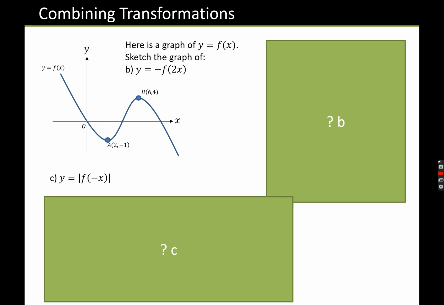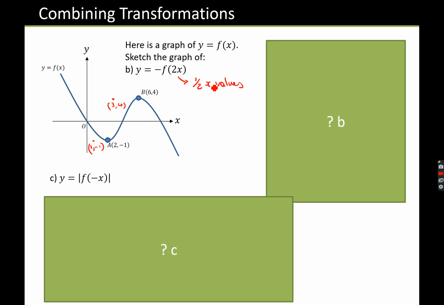So we've got the graph of y equals f of x, sketch the graph of minus f of 2x. Okay, now first of all, it doesn't actually matter which way around we do this. I'm going to still think of BIDMAS. So we're going to do f of 2x first. Okay, so inside the brackets does opposite. So that's going to half our x values first of all. So 6, 4 is going to become 3, 4. 2 minus 1 is going to become 1 minus 1.